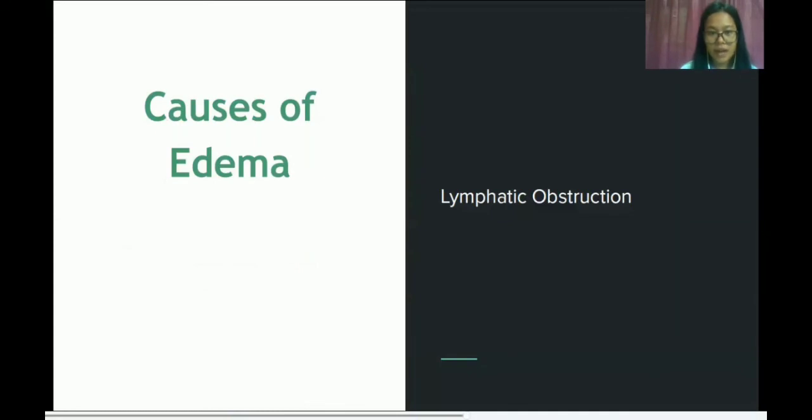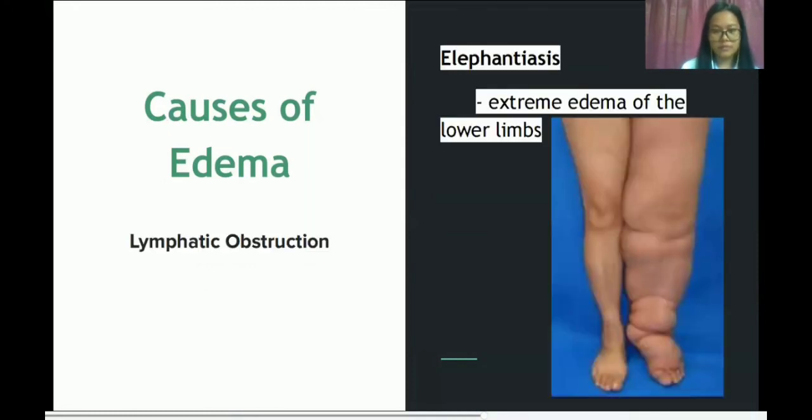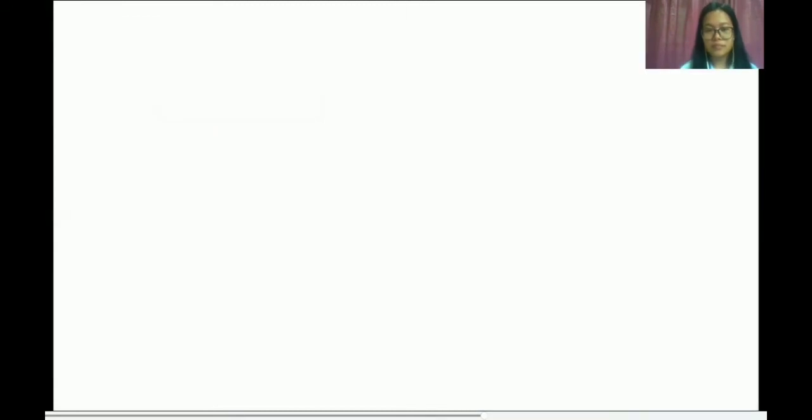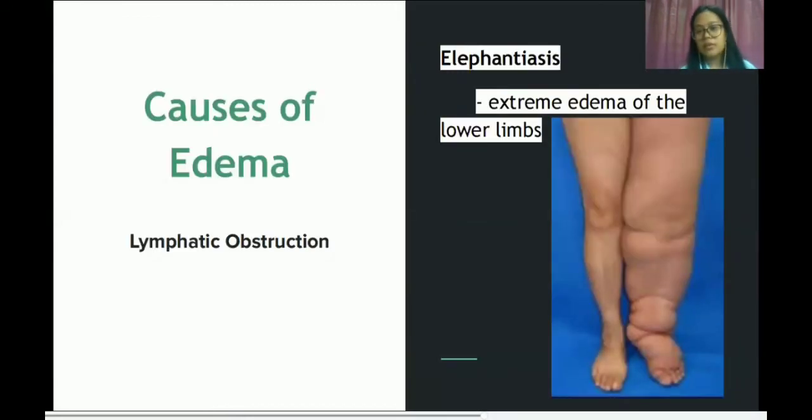For the next cause, we have lymphatic obstruction. Lymphatic obstruction is the interference with the lymphatic drainage, leading to the accumulation of interstitial fluid, which can lead to local edema and may result from inflammatory or neoplastic obstruction, usually tumors or cysts. So we have here an example, which is elephantiasis. This is the extreme edema of the lower limbs.